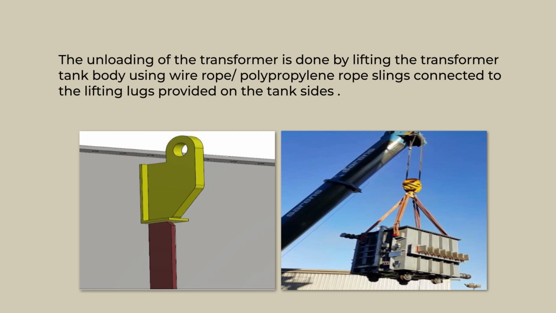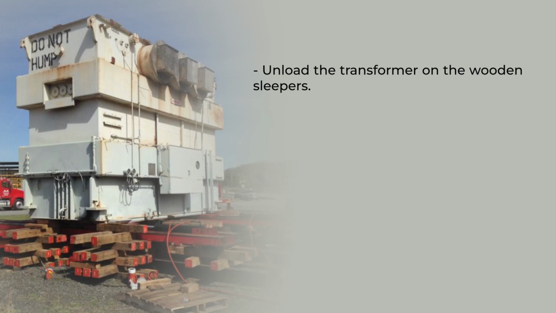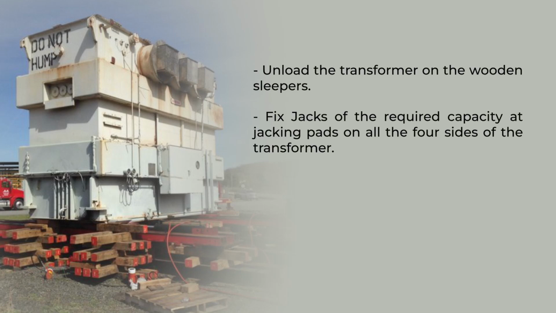From the figure, you can see that the lifting legs have been welded on the transformer tank side walls, and using mobile cranes, the transformer is lifted from the trailer. Unload the transformer on the wooden sleepers. Fix jacks of the required capacity at jacking pads. On the transformer bottom part, the jacking pads are given.